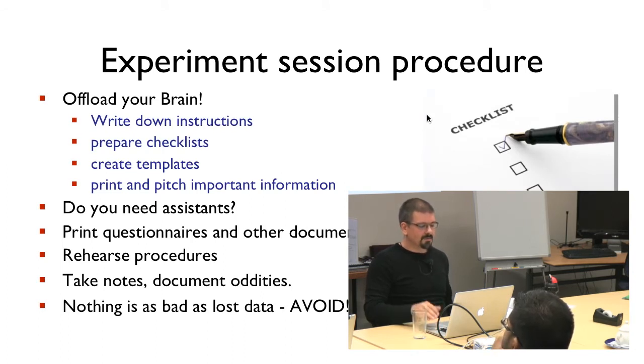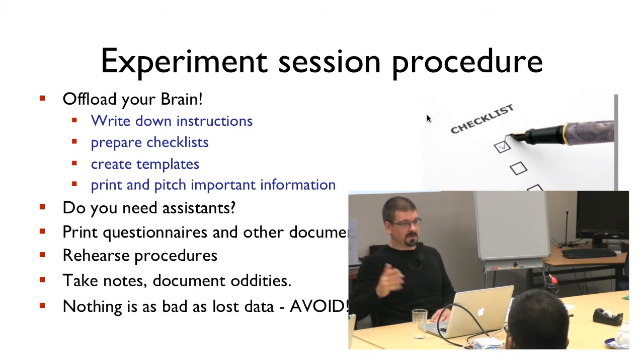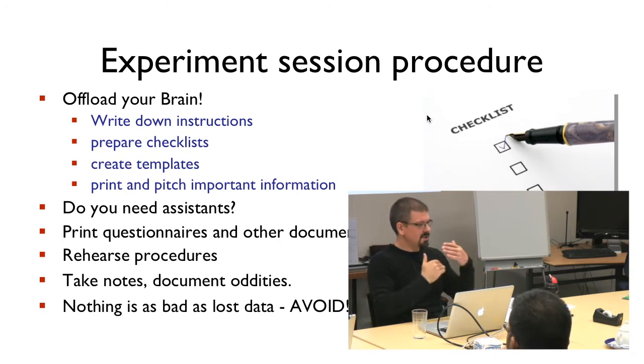Again, during your experiment, try to offload your brain as much as possible. Write down the instructions, so that on the one hand you can be consistent over your participants with instructions, which is very important, and it also helps you to not have to think about how to do it. Just write everything down, make a checklist, write down the wording you're going to use, so that it can be consistent over all your sessions.